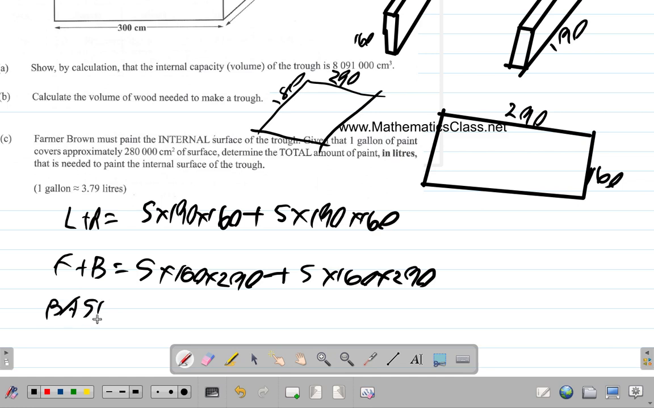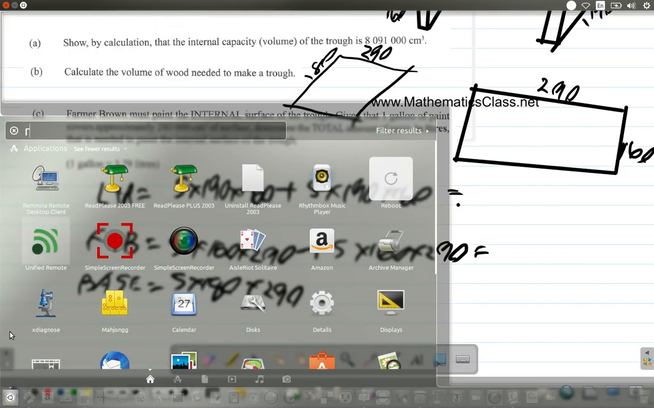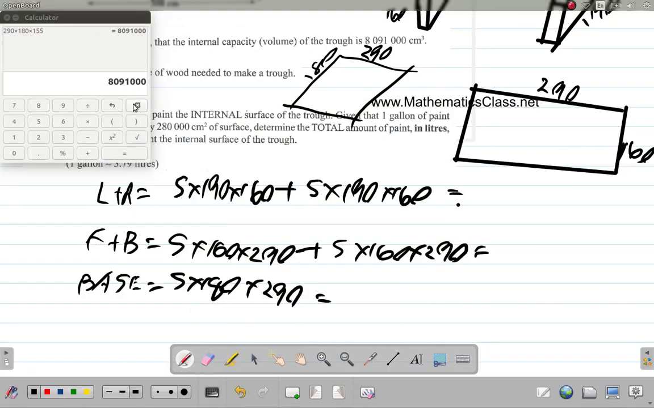And the base would be how much again? Oh, see here, 5 thick by 180 by 290. So when you multiply them out now with the calculator, 5 by 190 by 160 equals that. We have to multiply by 2. Times 2, you get 304,000.